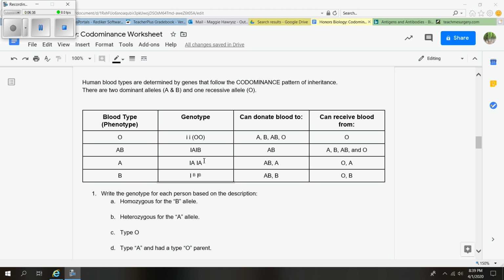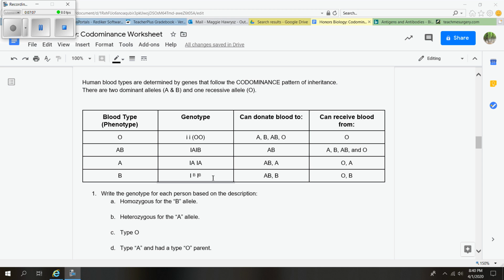So if you got a problem and they asked you, let's say for instance, the mom is heterozygous for blood type A. Heterozygous for blood type A means that you have a capital IA and a lowercase i, okay? And then heterozygous for blood type B means that you have a capital IB and a lowercase i.